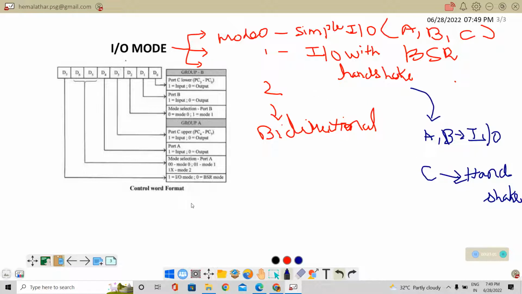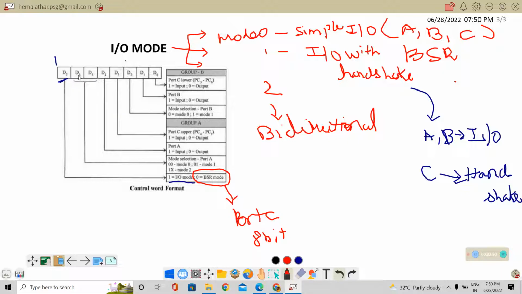You can see this is the control word register of the I/O mode. It is an 8-bit register, D0 to D7. D7 always represents whether it belongs to I/O mode or BSR mode. Whenever D7 is 1, it is I/O mode. If it is 0, it is BSR mode. In BSR mode we utilize only port C, to set or reset the particular bit of port C. We will not use port A and port B. So D7 represents whether it is I/O or BSR mode.